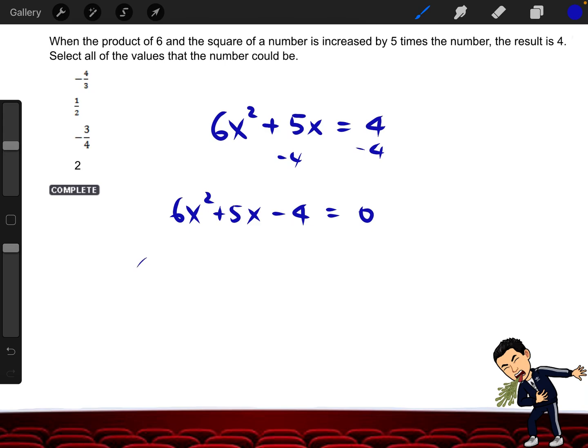And now let's just go ahead and figure out how to factor this. Usually I'm going to just figure out the factors of 6. So you can try 3 and 2.